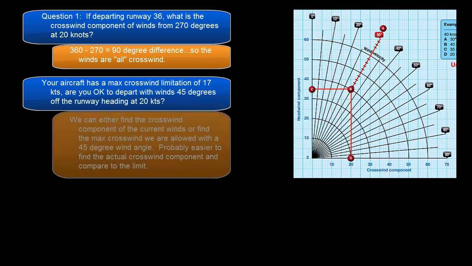Alright, on to question 2. For question 2, your aircraft has a max crosswind limitation of 17 knots. We're asking if we are okay to depart with winds from 45 degrees off the runway at 20 knots. So we can do this one of two ways. We can either find the crosswind component of the current winds or find the max crosswind we are allowed with a 45-degree wind angle. It's probably easier to find the actual crosswind component of the current winds and then compare that to our limit. So that's what we'll do.